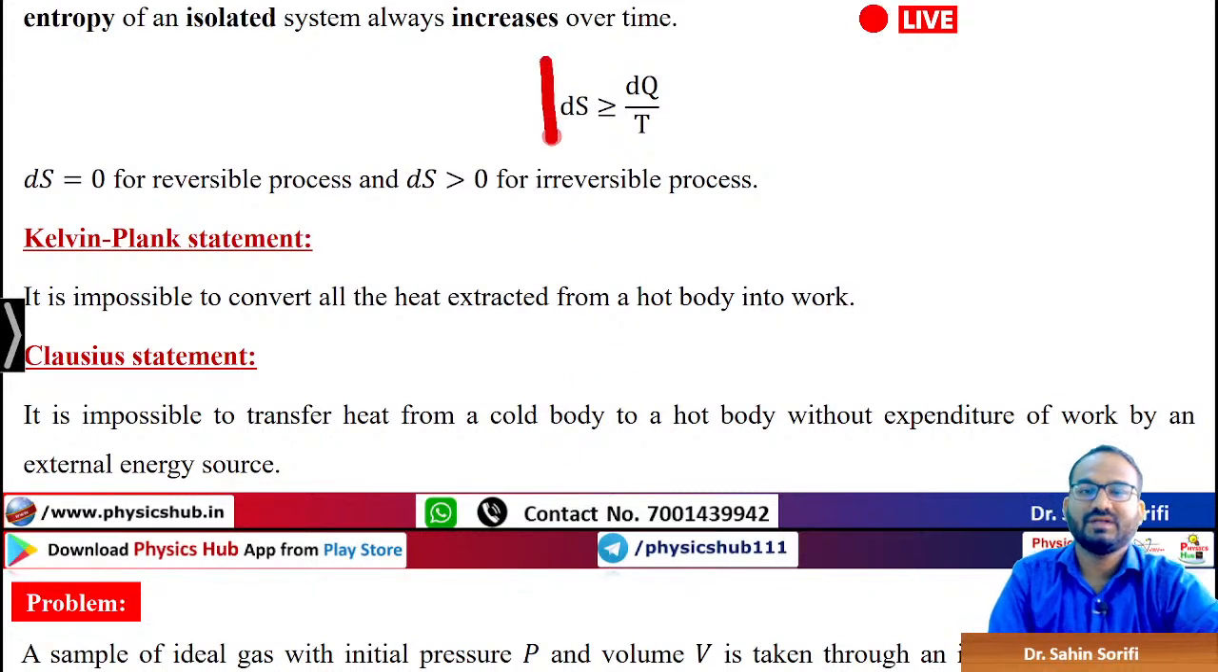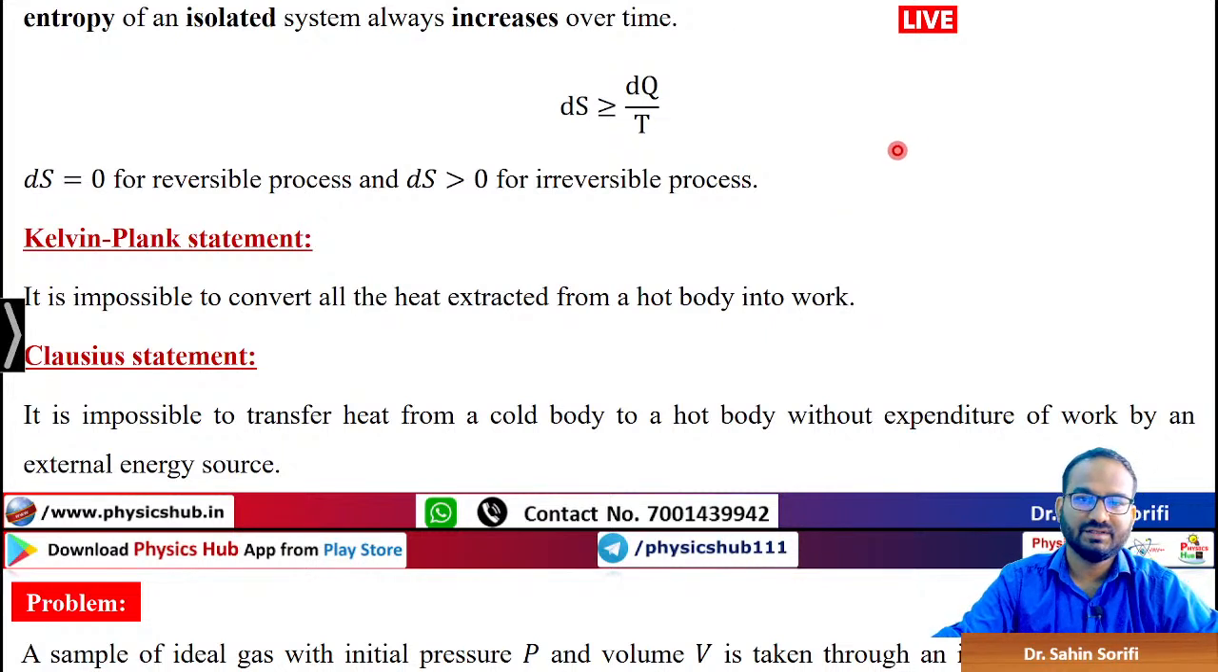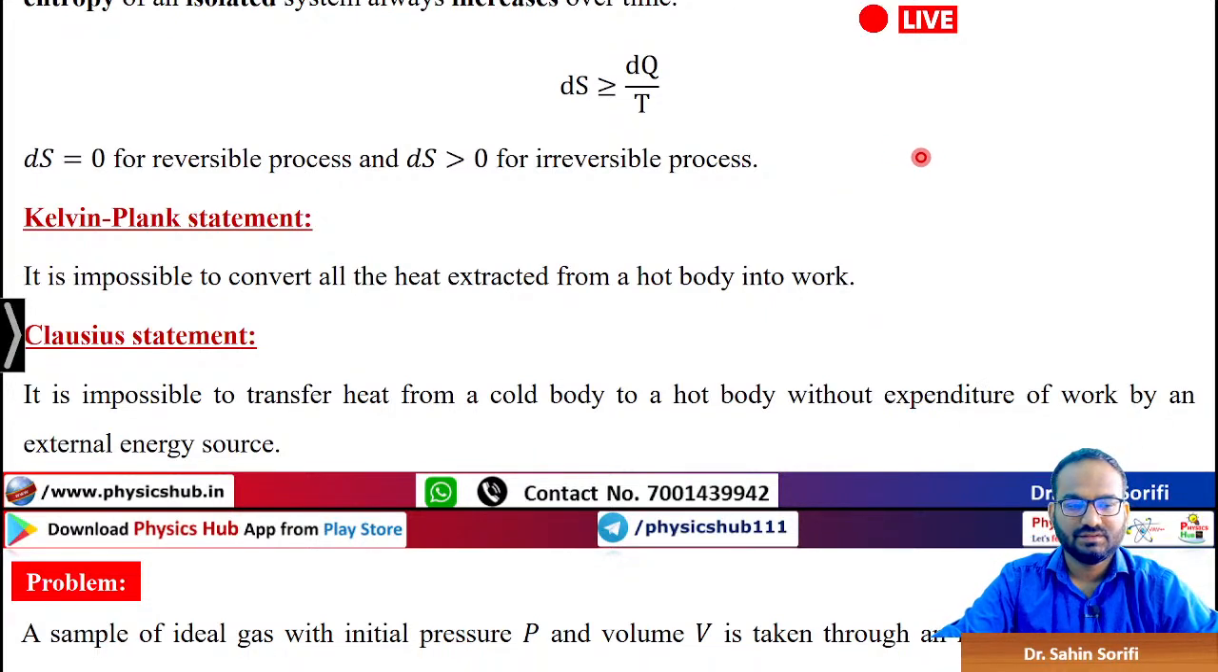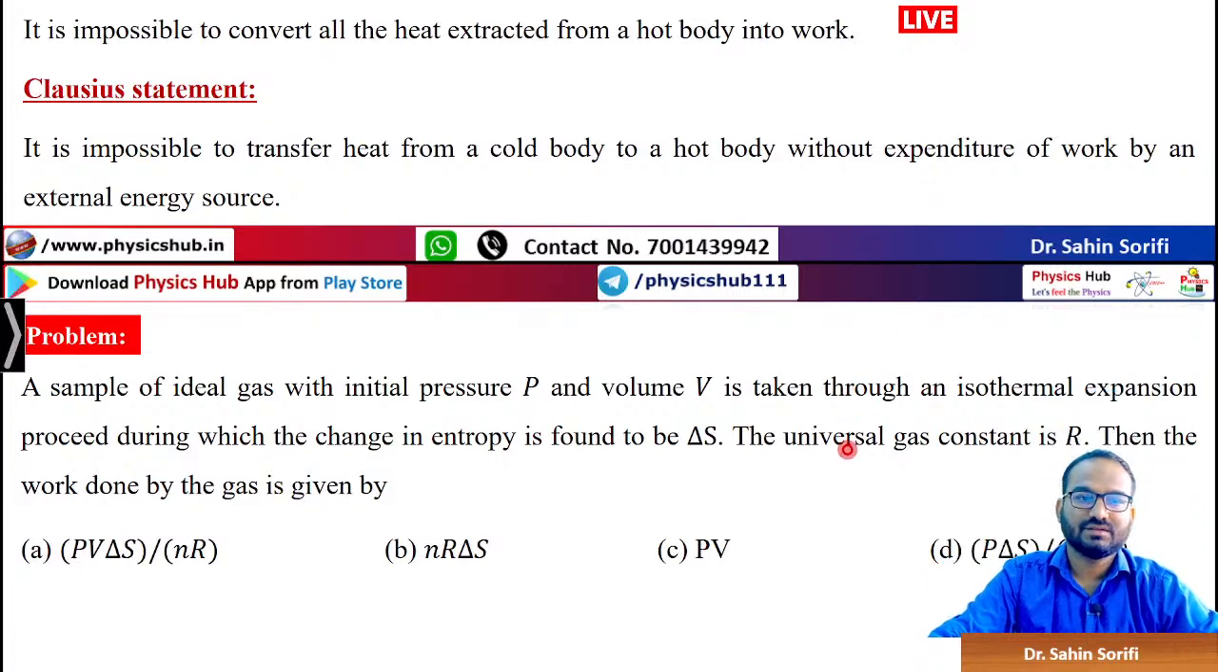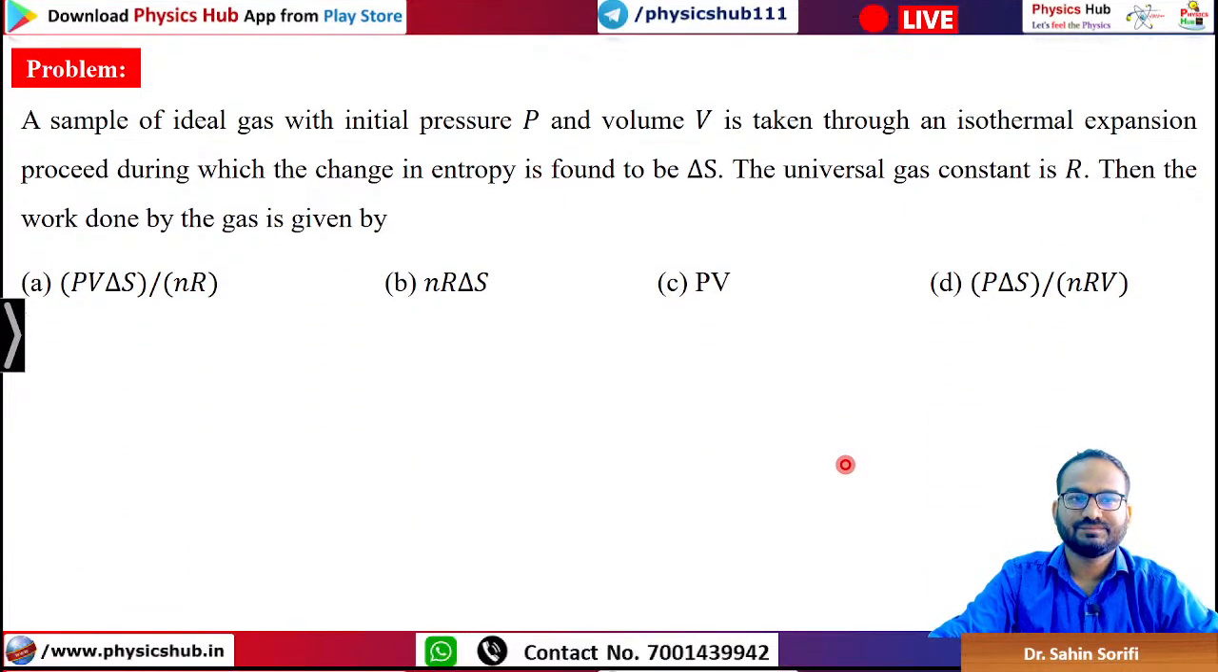So this is the main formula, dS = dQ/T, if you consider a reversible process. The theory we learn in thermodynamics generally deals with reversible processes, so by default you will consider things to be reversible. Okay, so let's solve a problem.